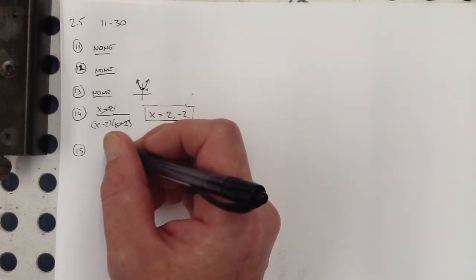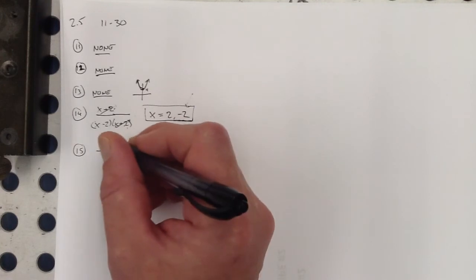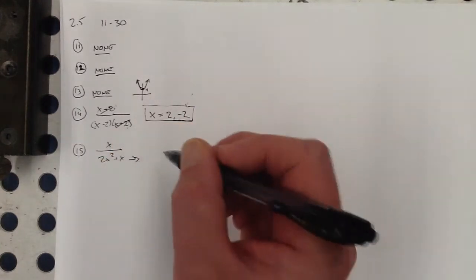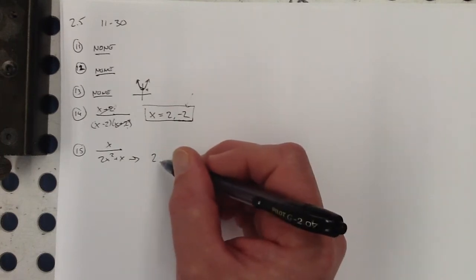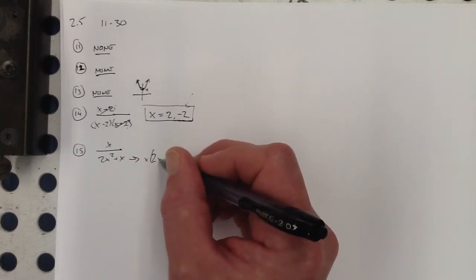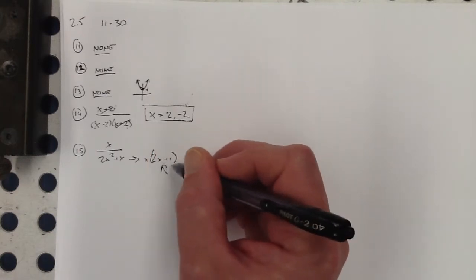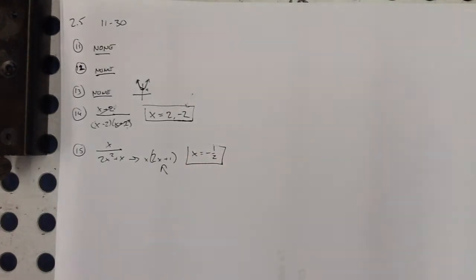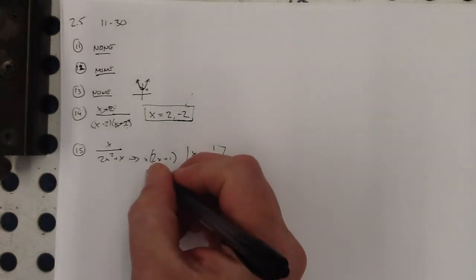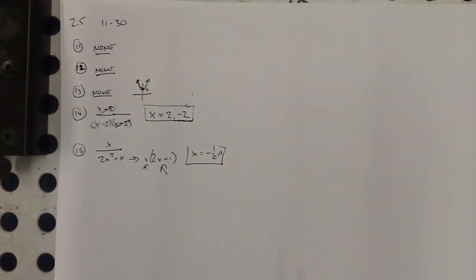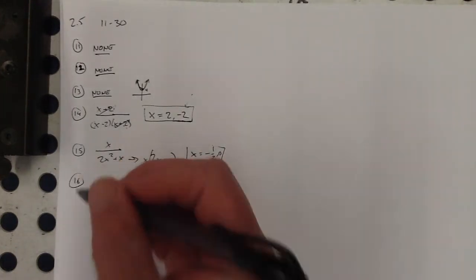In number 15, I've got x on the top, 2x squared plus x on the bottom, so that denominator can't be 0. So let's see, I'm going to do a little factoring here. I'm going to factor out an x, which leaves 2x plus 1. It looks like x equals -1/2 is going to be my problem spot, and also x equals 0, from those two factors. Those are the things that make the denominator equal to 0.